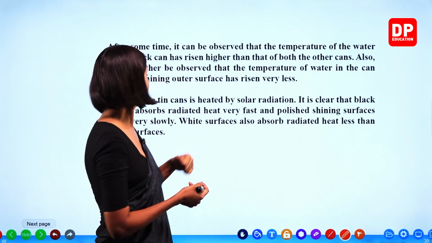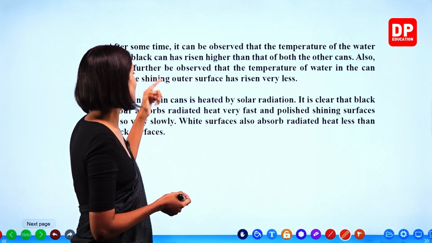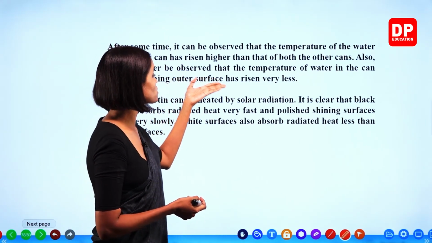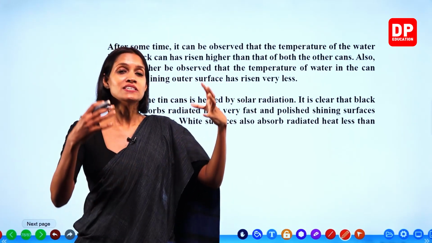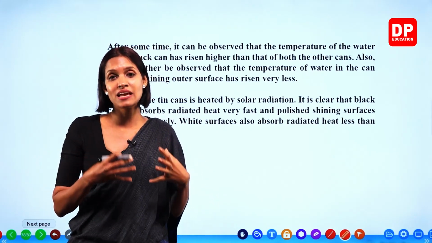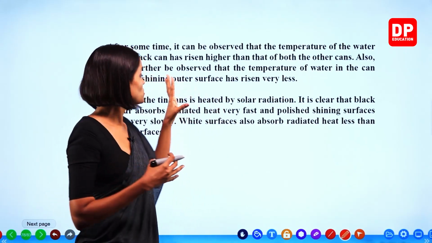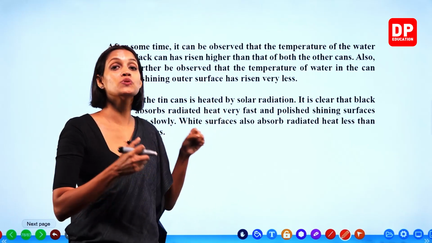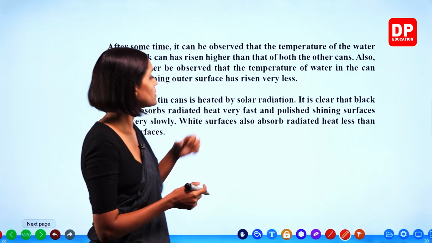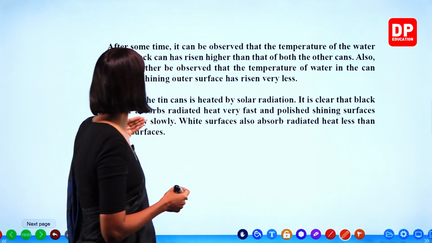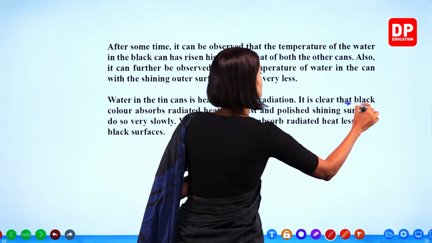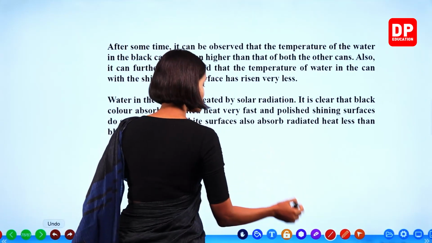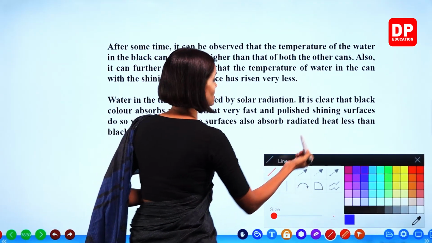Okay, children? Water in the tin cans is heated by solar radiation, by absorbing solar heat. Now you know that sunlight comes to the earth as radiation, right? So tin cans get heated up by solar radiation. It's clear that black color absorbs radiated heat very fast.